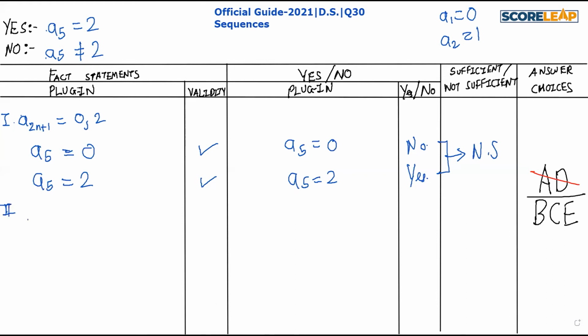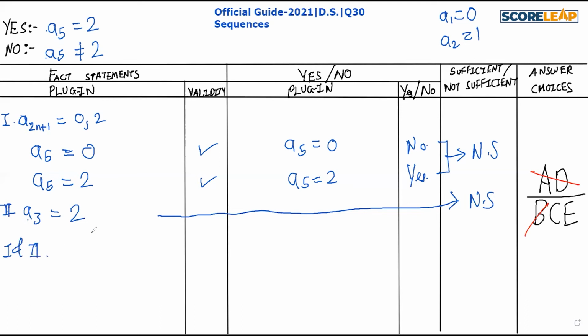Now let us quickly jump to statement 2. Statement 2 says that the third term is 2. So A3 is equal to 2. But it is not relevant, meaning the fifth term can be any number, 1, 2, 3, 4, 5, 6, any number. There is no relationship given between the third term and the fifth term. So this is simply irrelevant. There is no data related to A5, so this is directly not sufficient. Whenever statement 2 is not sufficient, we cross B and we combine both of them.